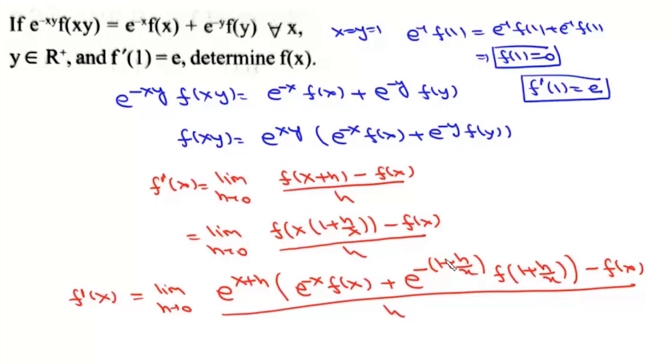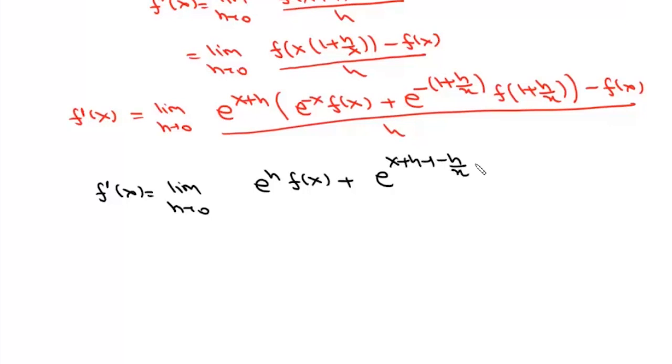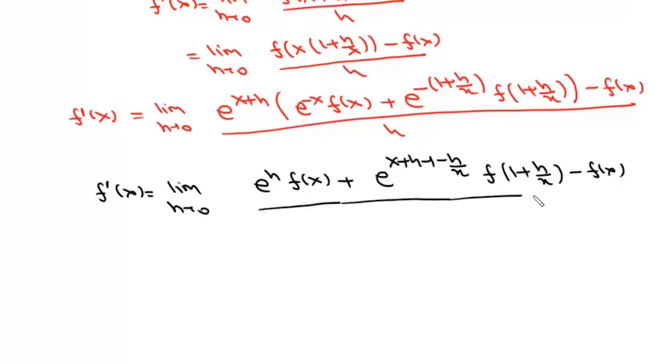Now if we multiply it, then we'll write f'(x) as this limit as h tends to 0. Now it will be this e to the power h f(x) plus, and here it will be e to the power x plus h minus 1 minus h upon x, and this is f(1+h/x) minus f(x), whole divided by h. Now we'll take f(x) together.